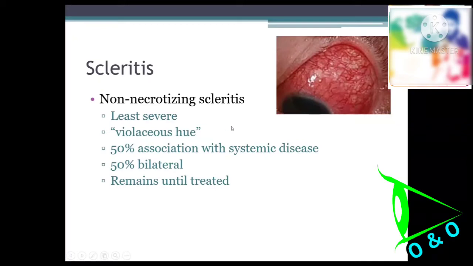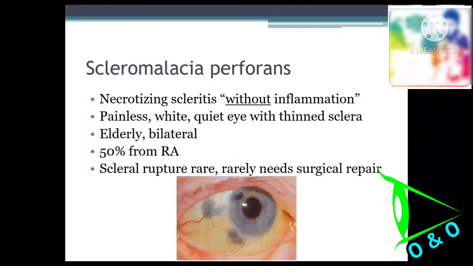So non-necrotizing scleritis, this is the most common one that we'll see. It is also the least severe version of scleritis. Classically, a very violaceous hue, a very bright red. There's a 50% association with systemic disease. 50% of the cases are bilateral. And like I said, this is going to remain there until treatment is given, which I'll go over later on.